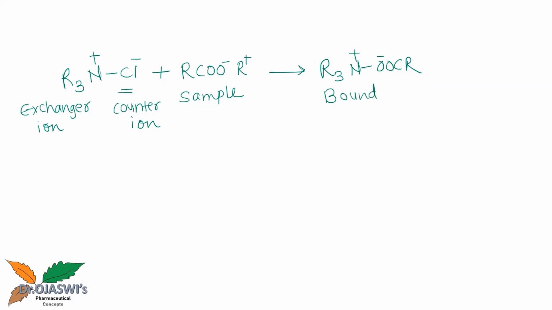Now similarly, you can see here, the bound molecular ion is formed by exchanging the counter ion present on the ion exchange resin with the corresponding ion in the sample having negative charge on it.